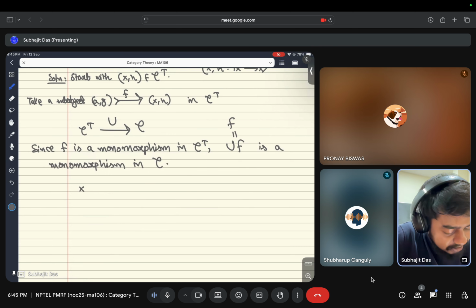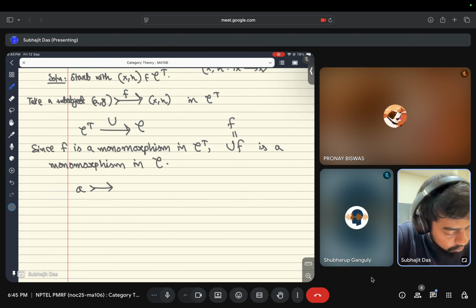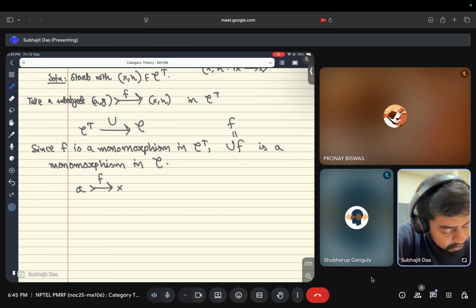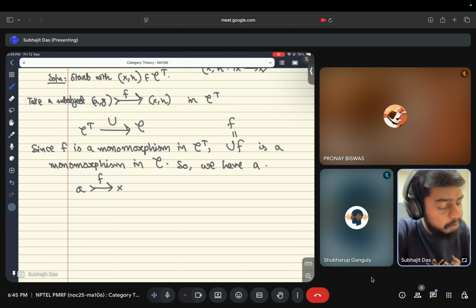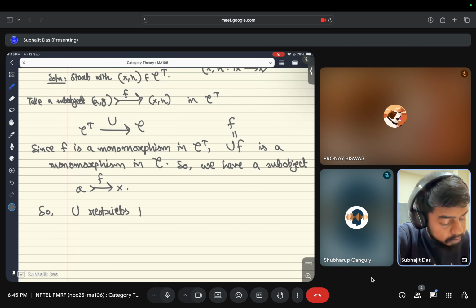Which means that A is a subobject of X, right? So what we essentially have is associated to every subobject (A, g) of (X, h), we have obtained a subobject A of X. So what we have is essentially a map, or rather we can say that U restricts. Let's write it properly. We have a subobject A of X. So U restricts to a.